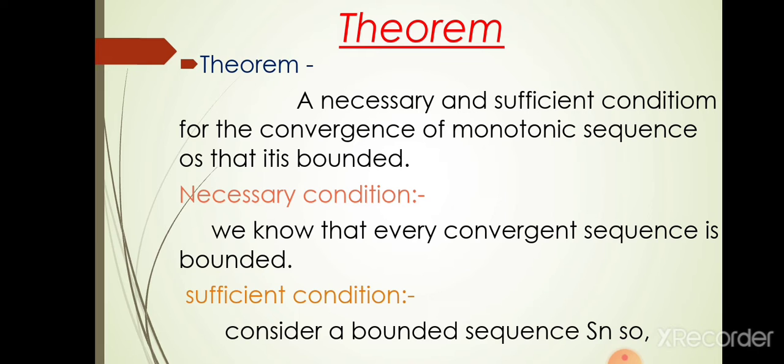After that, we are moving on to the theorem. The theorem says that the condition for the convergence of a monotonic sequence is that it is bounded. In the above theorem, we have two conditions. First is the necessary condition and another one is the sufficient condition.